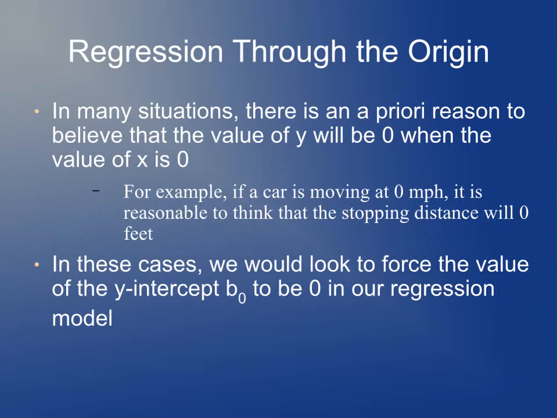If a car is moving at 0 miles per hour, it's reasonable to think the stopping distance will be 0 feet. And in fact, if you recall from the previous lecture, the predicted stopping distances by our model were negative for some of the values close to 0, which is kind of bizarre. We might think, that doesn't make any sense. I'm going to force the predicted value of y to be 0 when x is 0. And the way you would do this is you would force the y-intercept of the model that we've denoted by b0 to be 0 in our regression model.